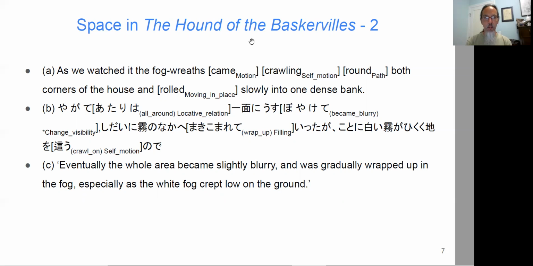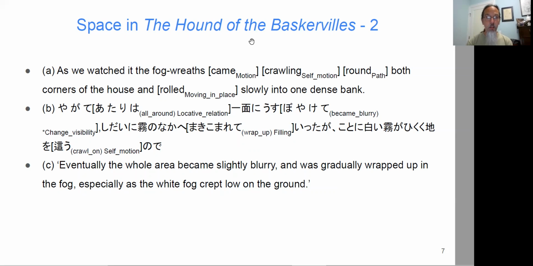In the Japanese, the translation, which you can see in C at the bottom, eventually the whole area became slightly blurry and was gradually wrapped up in the fog, especially as the white fog crept low on the ground. So this involves some frames that weren't present in English, like filling, which has a lexical unit that's translated as wrap up, and a change visibility frame with a lexical unit translated with become blurry.